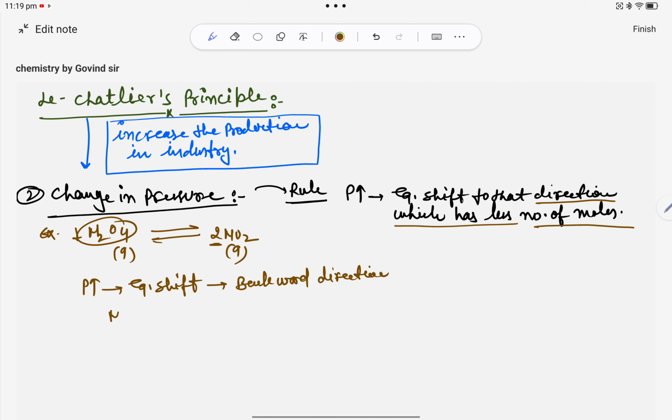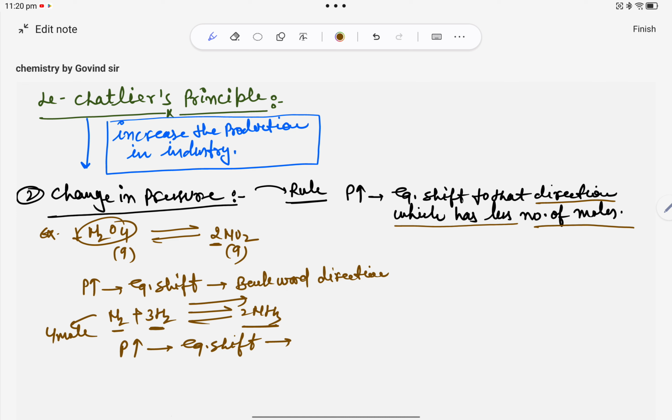Similarly, N2 plus 3H2 gives 2NH3. Here, if you increase the pressure, the equilibrium shifts. Which direction? Here there are 2 moles, and here 1 plus 3, total 4 moles. So the equilibrium shifts in the forward direction. So if you want maximum production of ammonia, you can increase the pressure, and the maximum amount of ammonia will be formed.